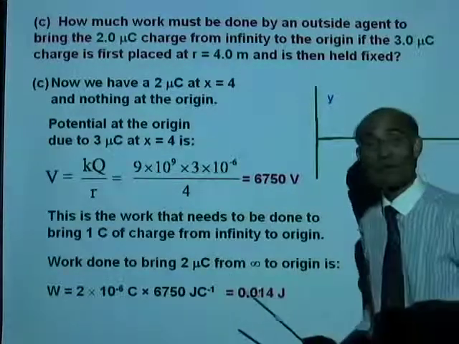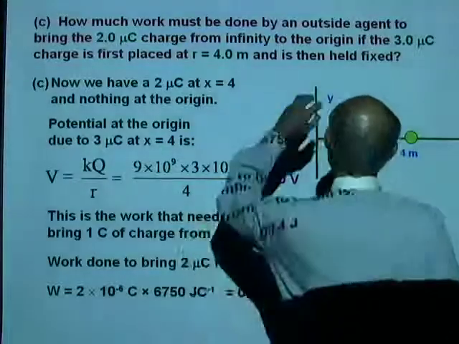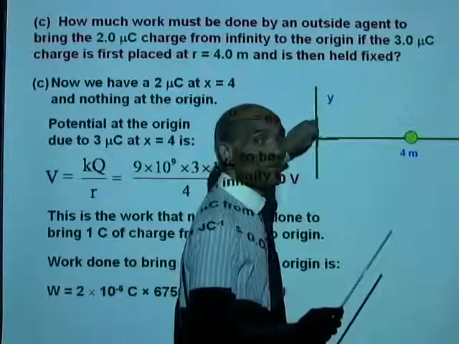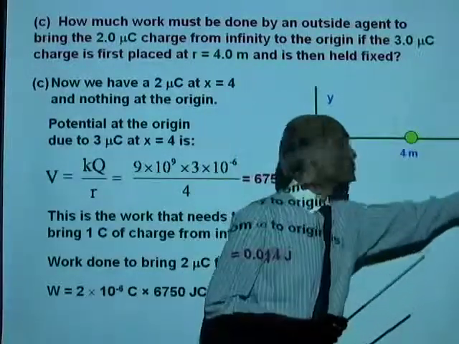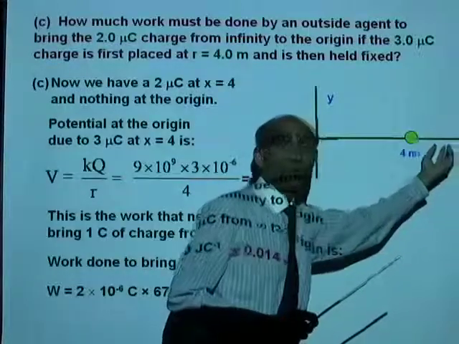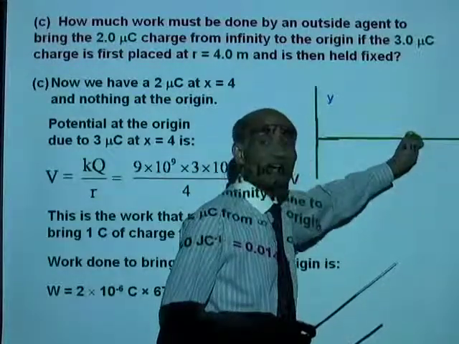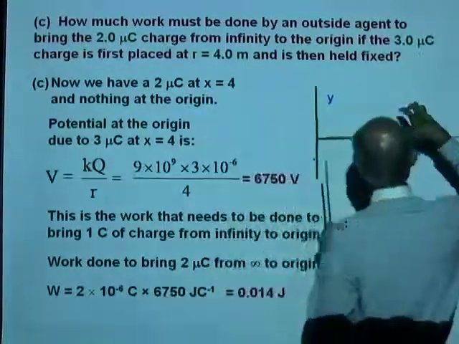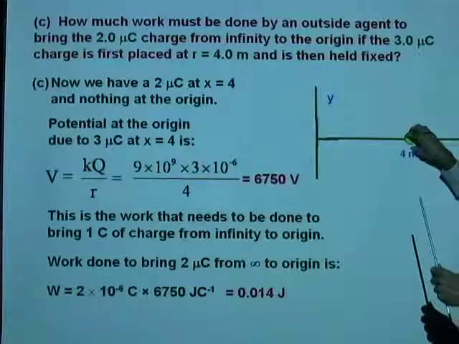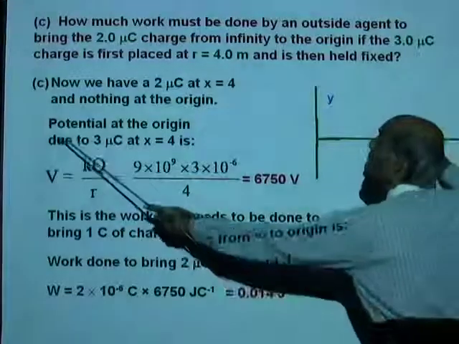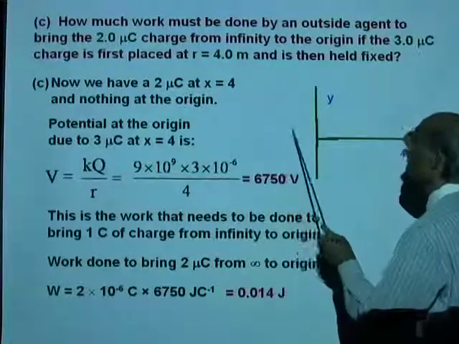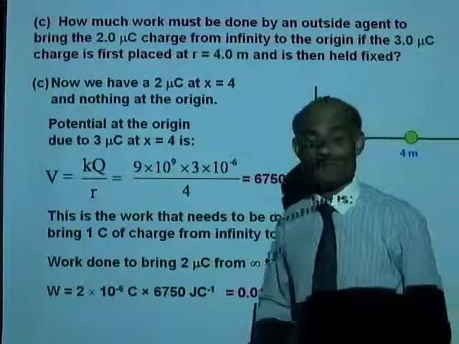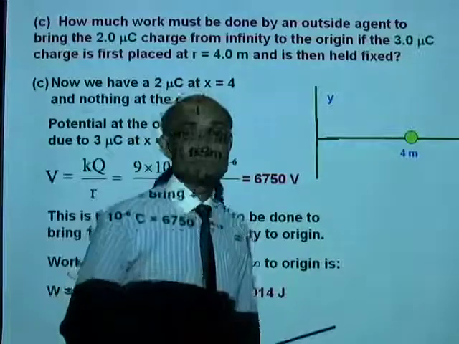What is it that you notice? It's the same amount of work. In other words, you first had a 2 microcoulomb placed at the origin, and we calculated the work done to bring a 3 microcoulomb from infinity to keep it here. That was 0.014 joules. In the second case, we kept that 3 microcoulomb here and calculated the work done to bring the 2 microcoulomb from infinity to the origin, which is the same quantity. Well, I hope you understand that concept.